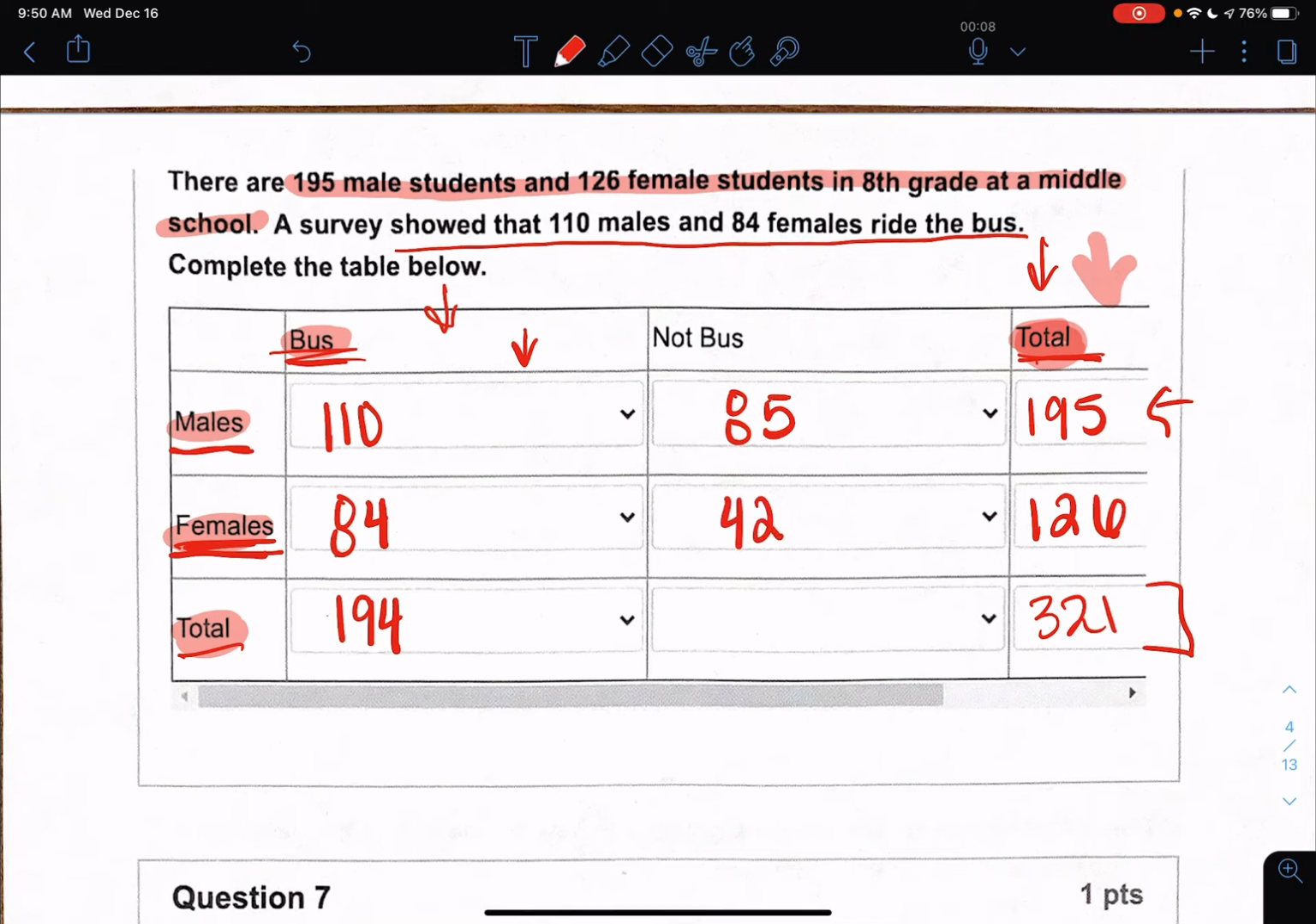Okay. And if I have to figure out the total, remember this row right here is the total of how many people don't ride the bus, I'm adding 85 plus that 42, which gives me 127. Okay.